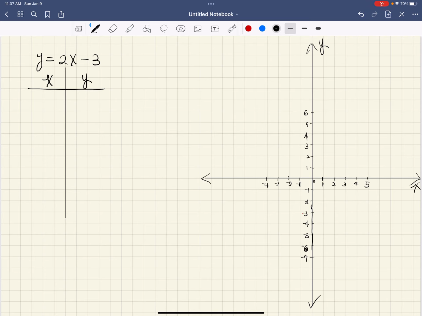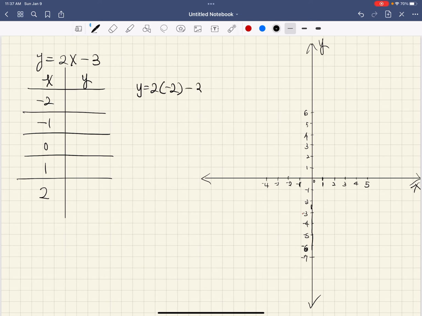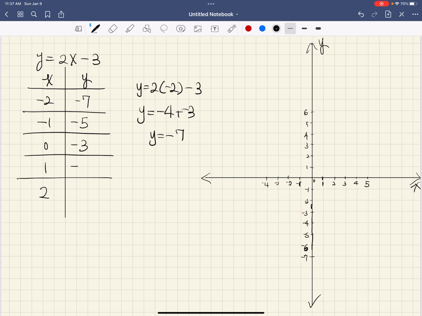And for your x values, just pick random x values: -2, -1, 0, 1, 2. And for your y, you're plugging your x into the equation. 2 times -2 minus 3. Y is equal to -4 minus 3. That makes -7. So it's -7. And if you plug in -1, it's -5. If you plug in 0, it's -3. If you plug in 1, it's -1. If you plug in 2, it's 1.